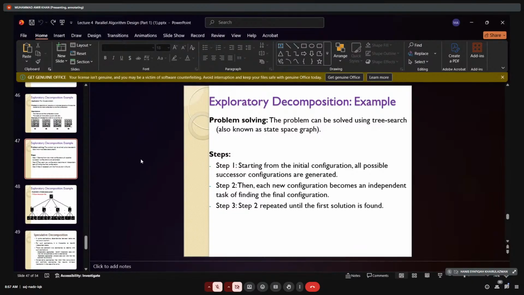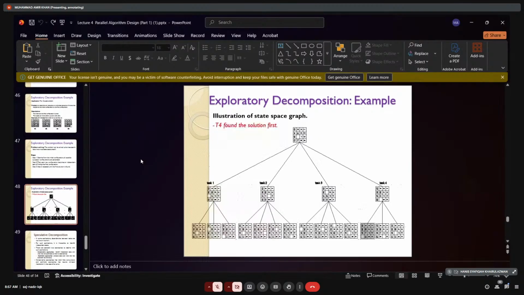The problem can be solved using tree search, also known as a state space graph. Step 1, starting from the initial configuration, all possible successor configurations are generated. Step 2, each new configuration becomes an independent task of finding the final configuration. And step 3, repeat until the first solution is found. Okay, who will explain this? Very simple. Who will explain this? T4 found the solution first.